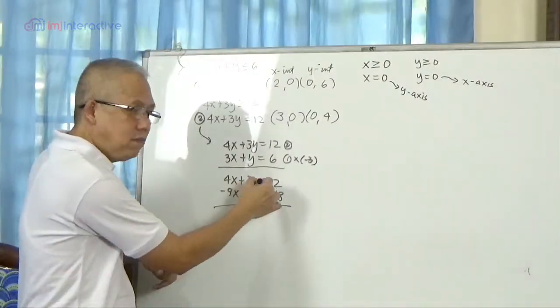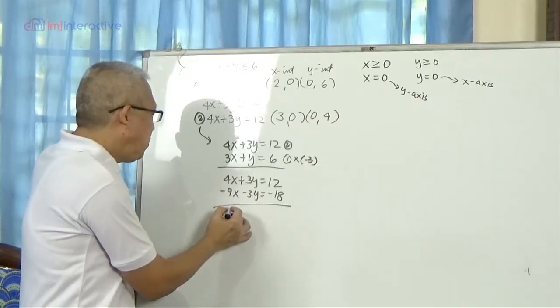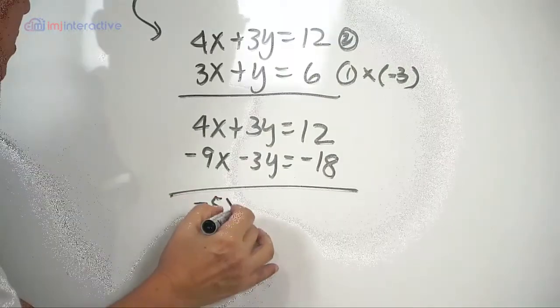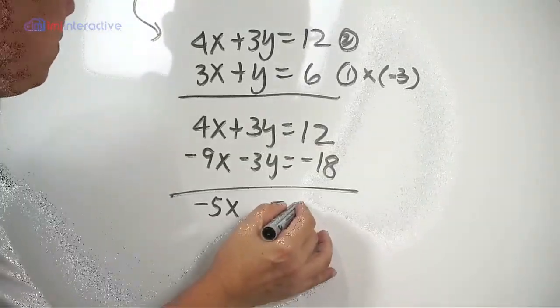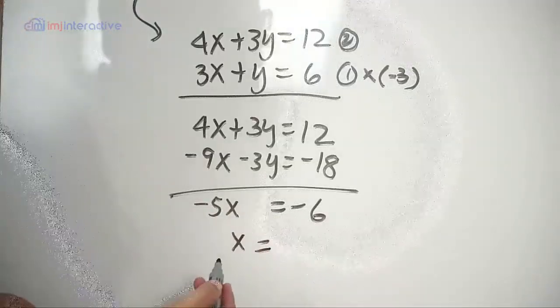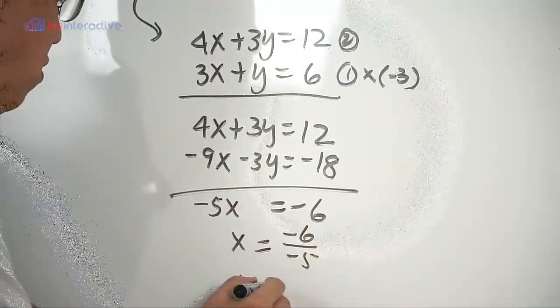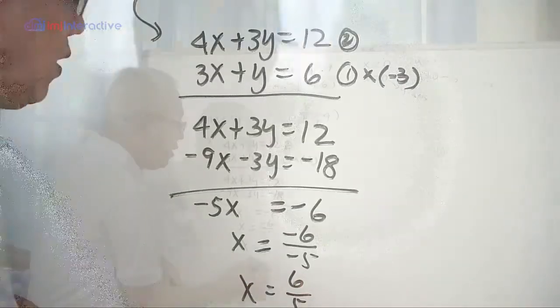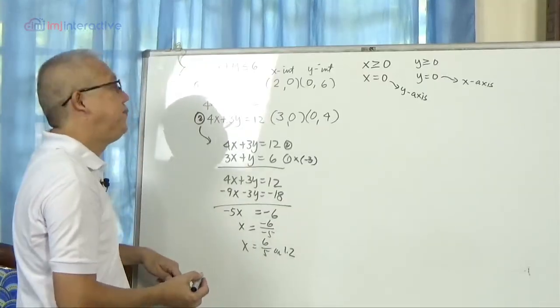Now, you can add the two equations. This one will give you 0. 4 minus 9 is negative 5x. And this one will give you negative 6. So, solving for x, divide both sides by negative 5. You have negative 6 divided by negative 5, or x equals 6 over 5. Change that to decimal. That is 1.2.